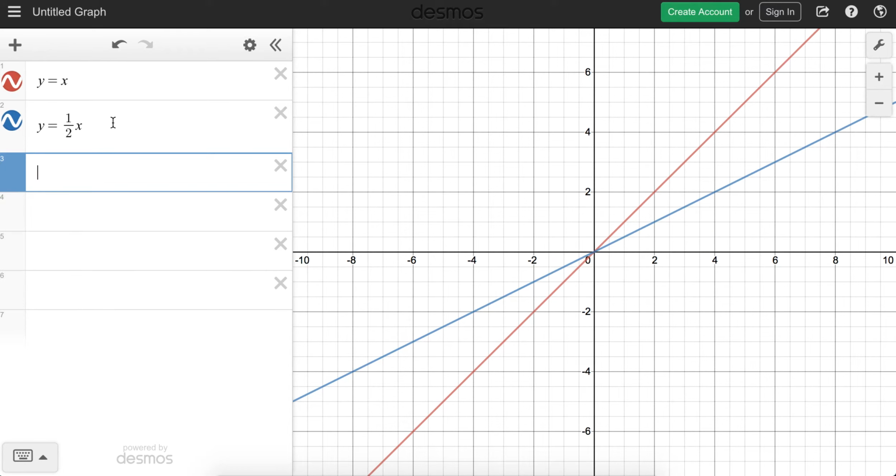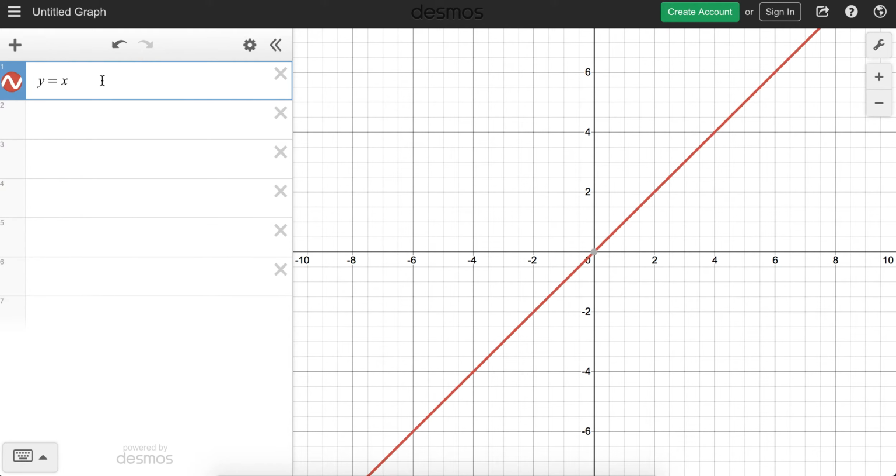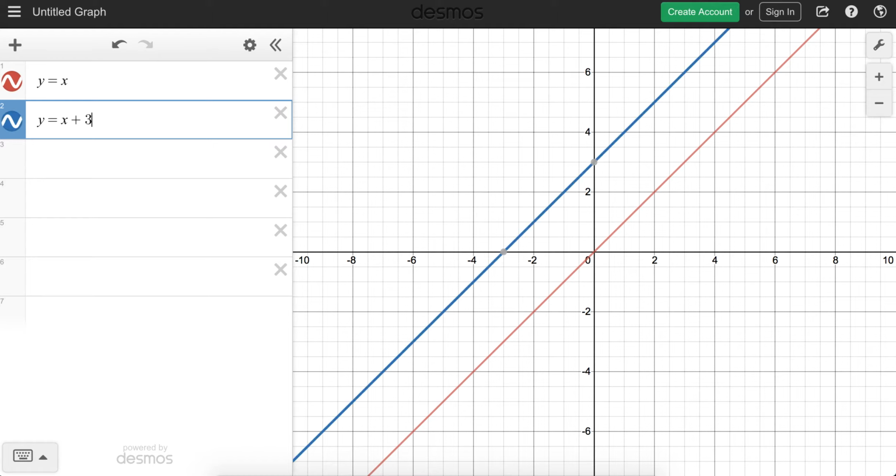Alright, one more thing to explore. What happens if we add or subtract something after x? So instead of y equals x, what about y equals x plus 3? Well, since we haven't changed the coefficient in front of x, we haven't changed the slope, but we've shifted the line up 3 units.